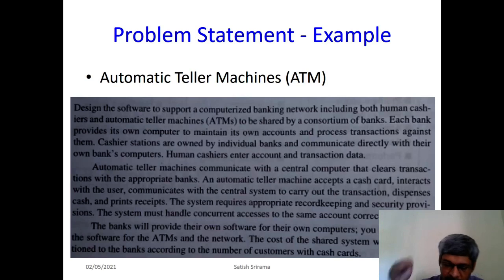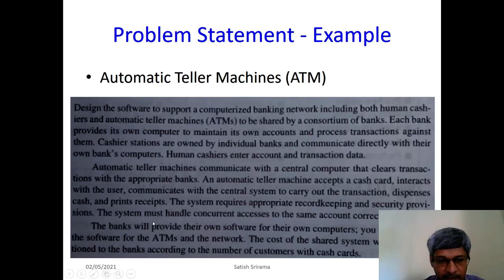There will be a lot of things which will jump in when you go to the analysis and design stages, but you have to start with a clear problem statement. The system requires appropriate record keeping and security provisions. So additional functionality is needed. We are also talking about the features which should be there. The system must handle concurrent accesses to the same account. These are some of the things you will be worried about at the design stage.